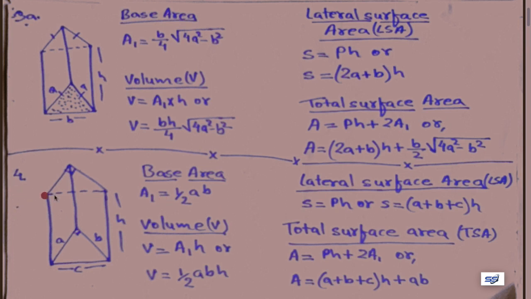Figure 4 given to us, the base of this prism is a right angle triangle. Now, to find the base area of this right angle triangle, we have the formula A1 is equal to half into a into b. Now, volume is denoted by V. V is equal to A1 into h, or V is equal to half abh.